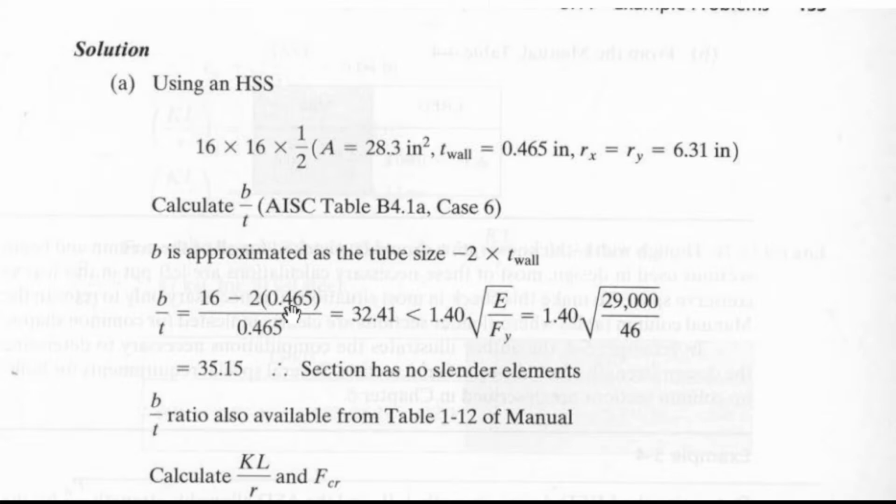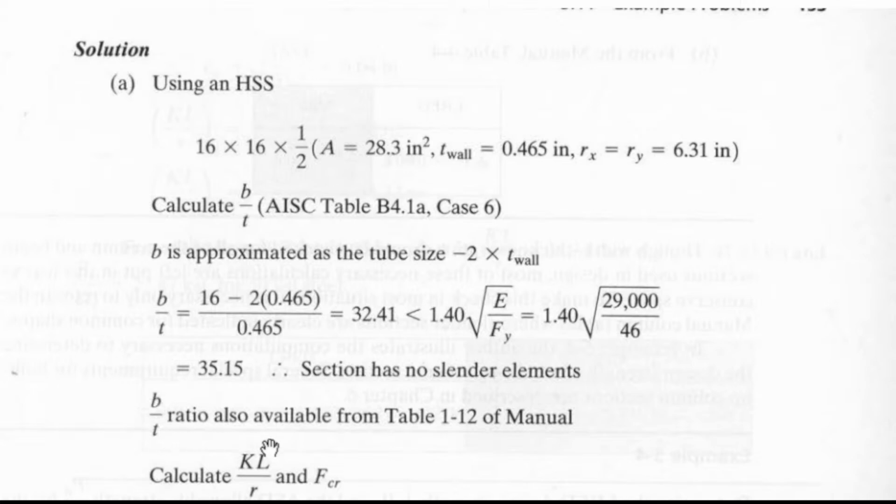Again, use the value of K. So, 2 times 0.465. Okay? Double that because of top and bottom, then divide by 0.465. That is the thickness. Actually, this is the thickness. Subtract the thickness. We are assuming corner to corner distance for B. So, actually, the answer is 32.41. Is this less than this value, which is equal to 35? Yes. Therefore, the section has no slender element. There is no slender element.